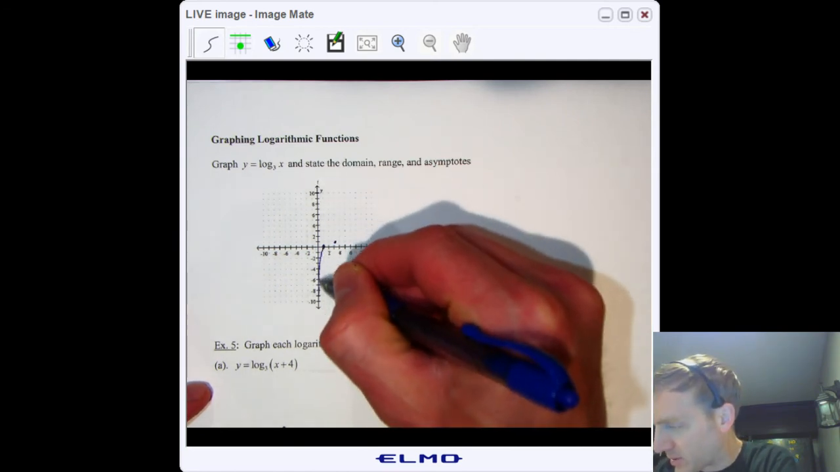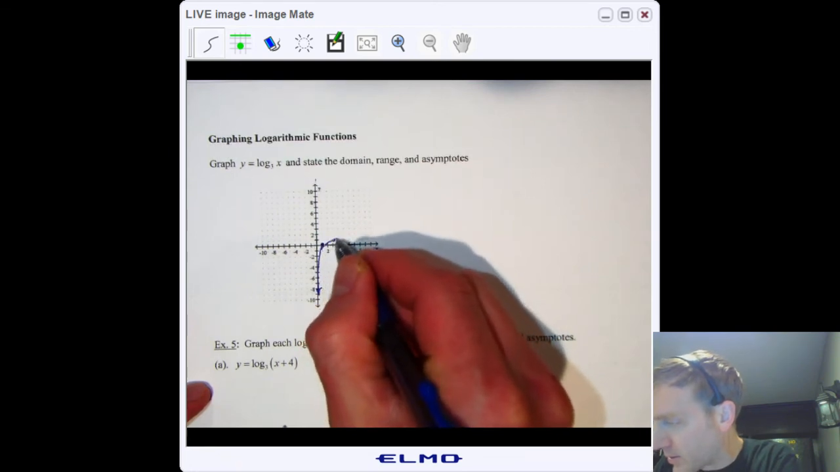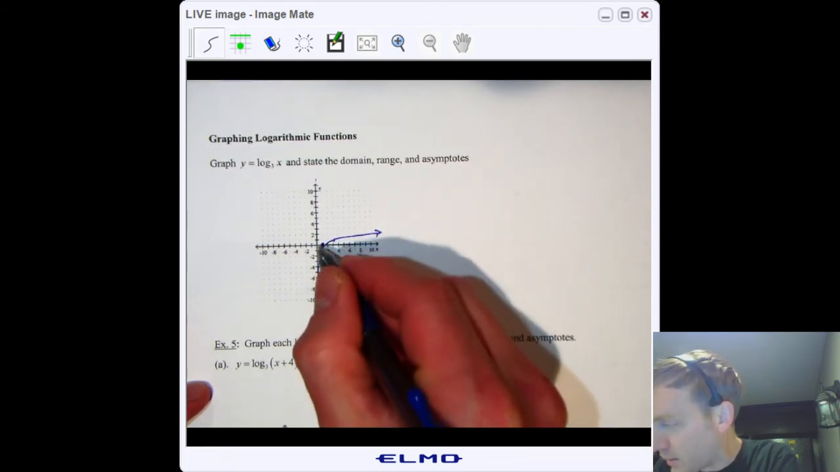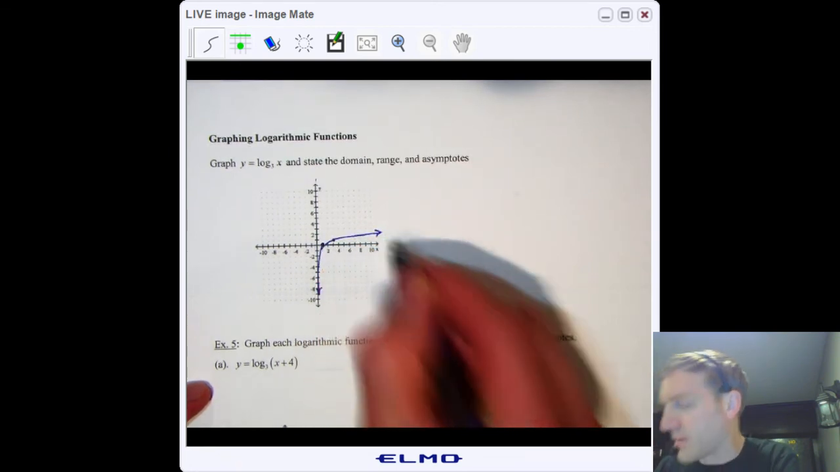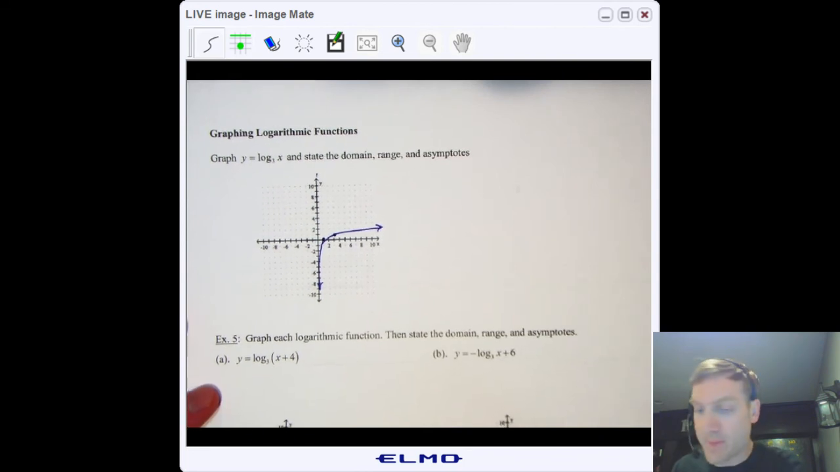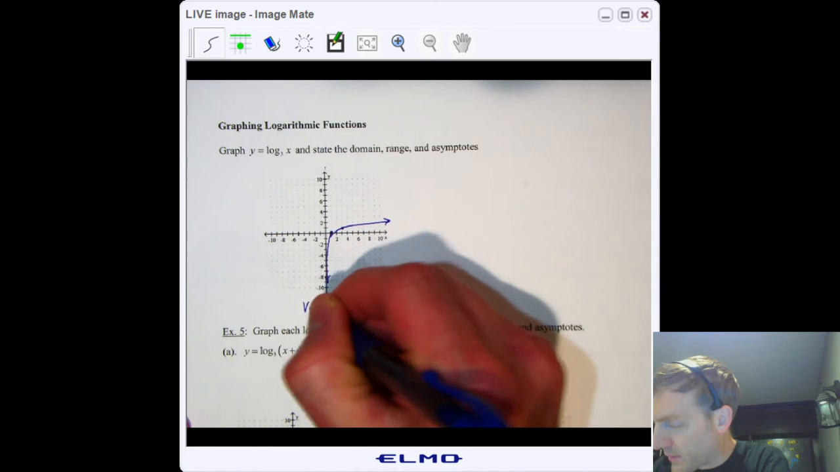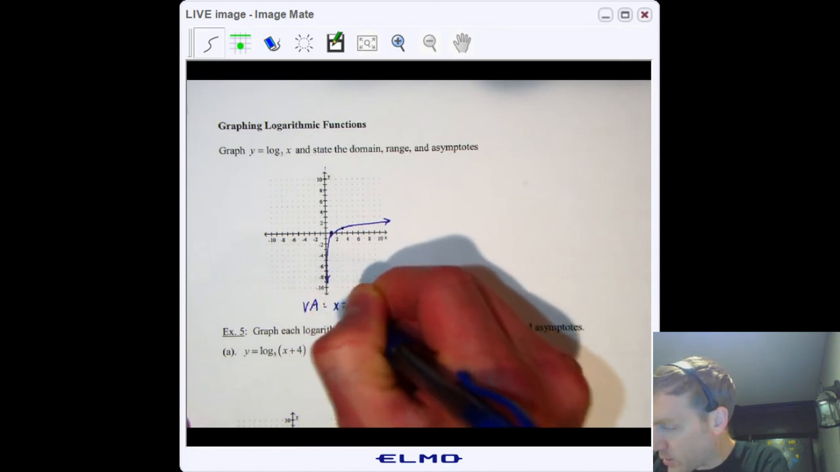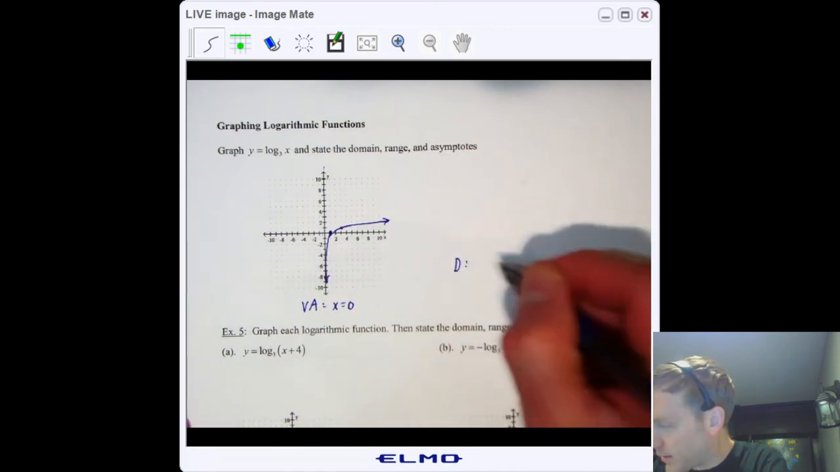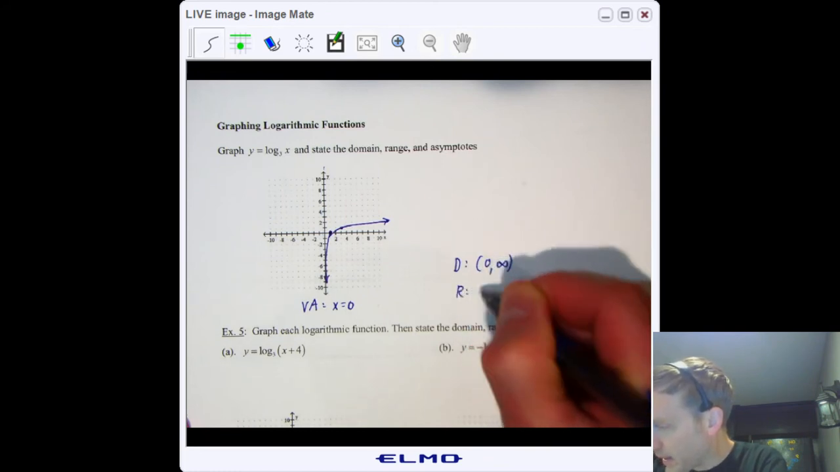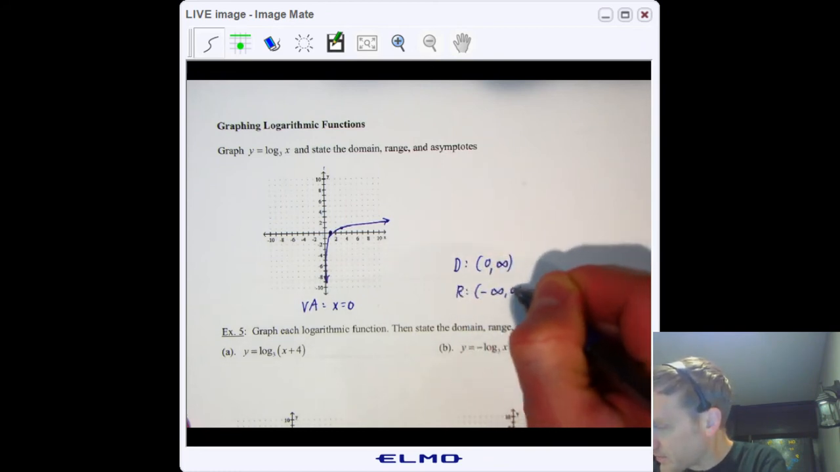So it's going to approach that asymptote, and then it's going to go through that 1, 0 and 3, 1. It's going to increase very, very slowly. So there's a vertical asymptote at x equals 0. So the domain, therefore, is 0 to infinity. The range is all real numbers.